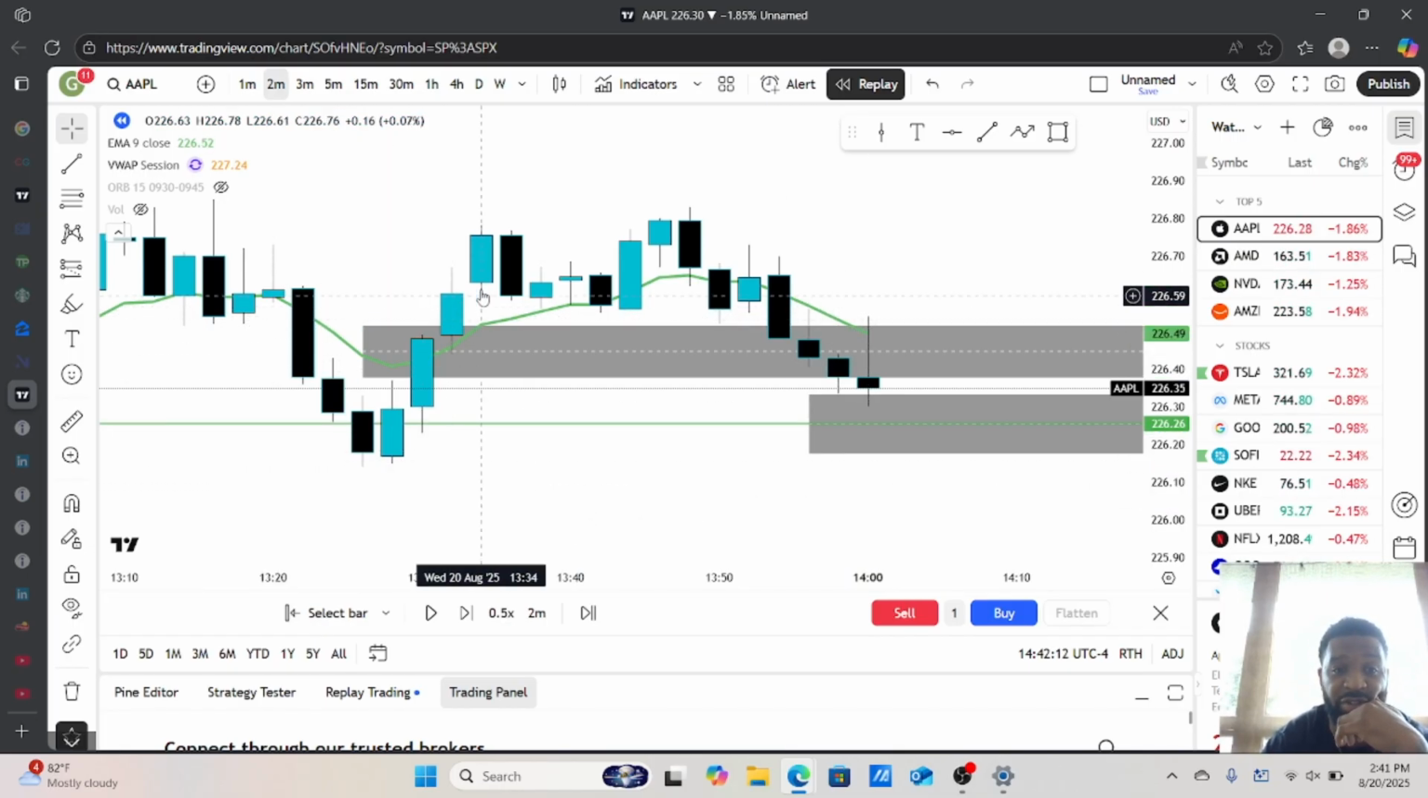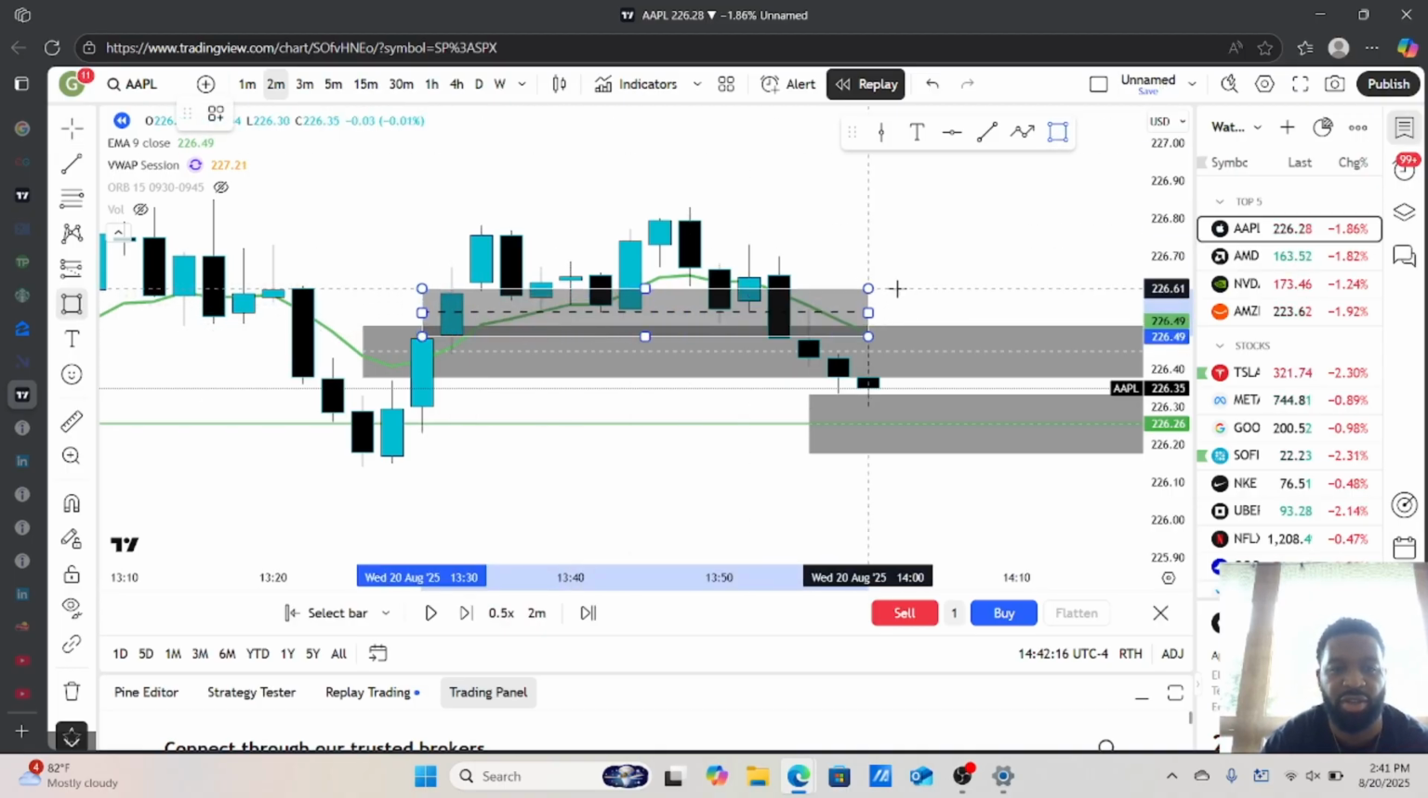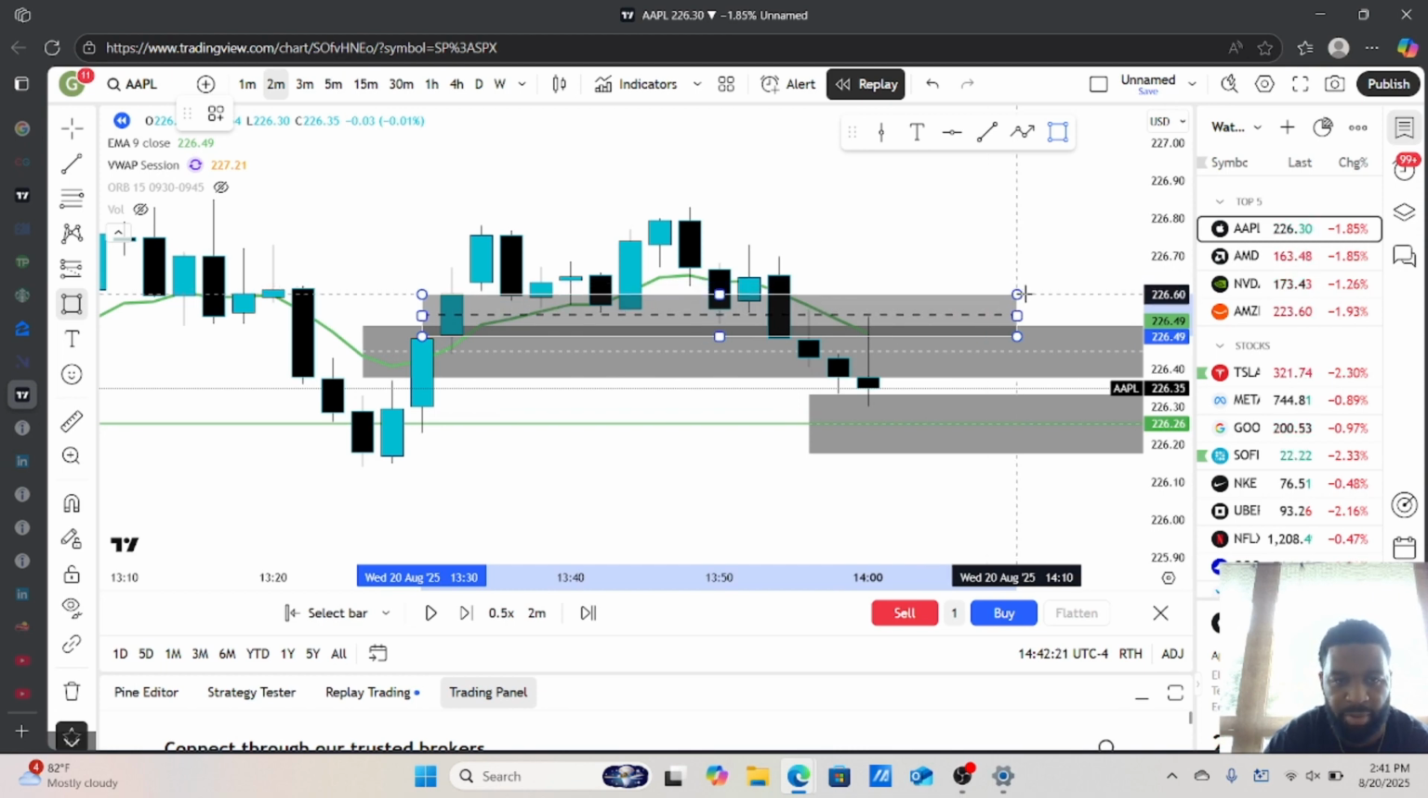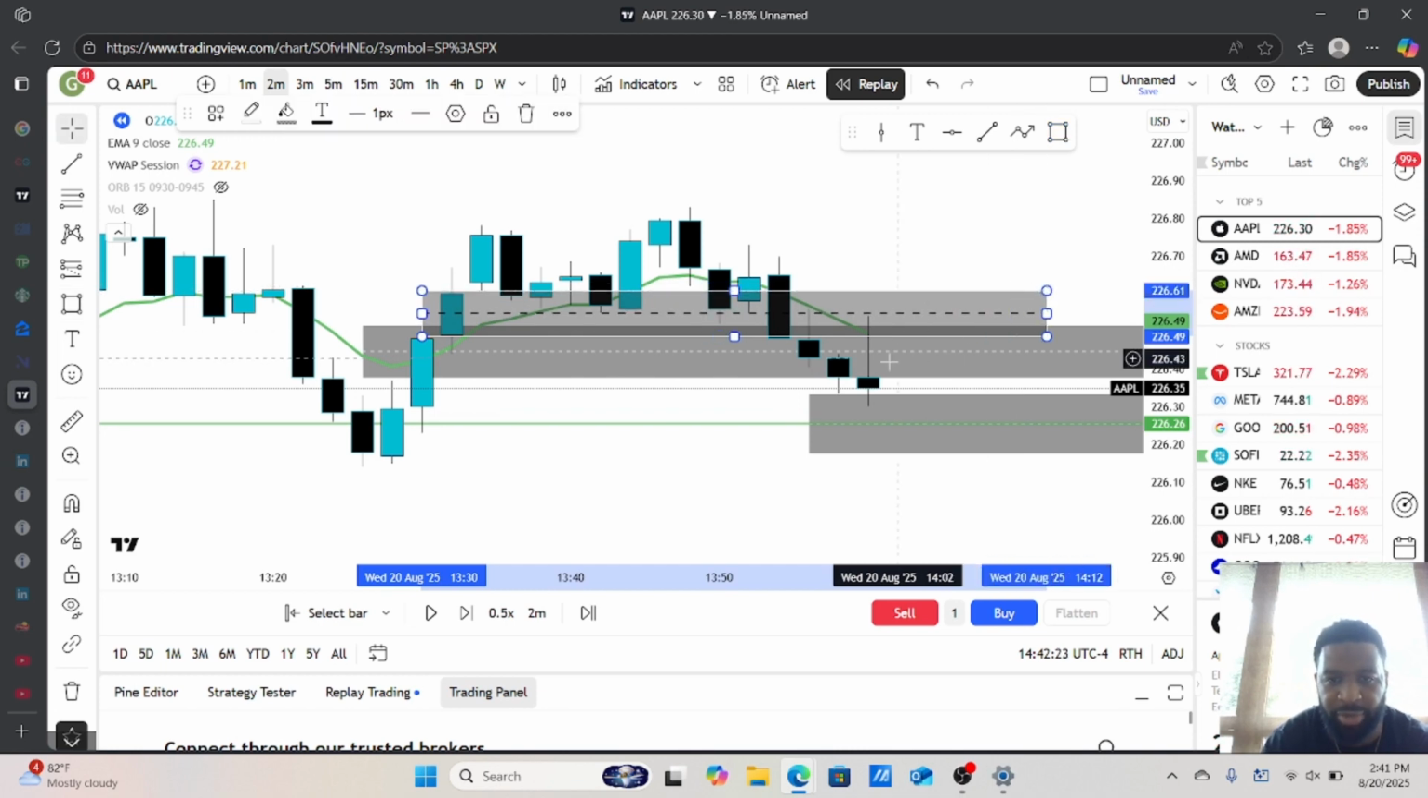There's also another inversion up here as well. Let me drag this across. I just now saw this. So there's another, and look at that, bouncing perfectly off of this equilibrium of this inverted fair value gap.